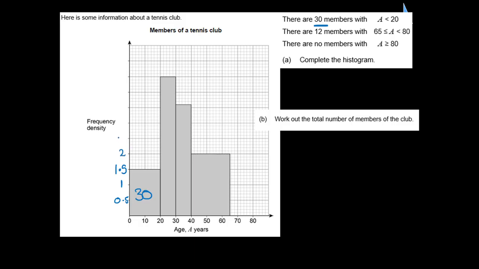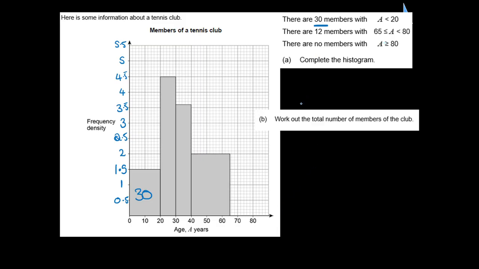This is going up by 0.5 each time. Let's just label this up. There we go. Now, we need to know the group from 65 to 80.